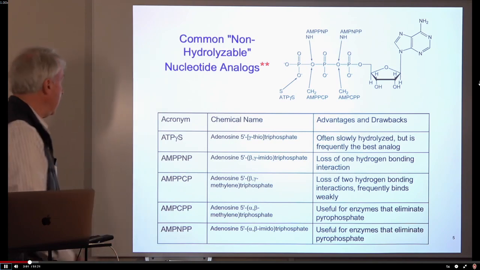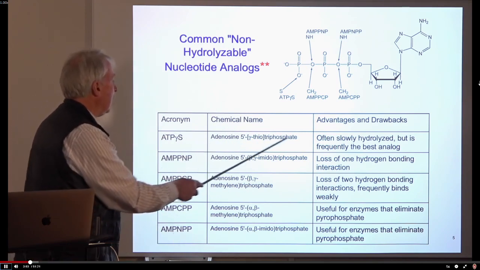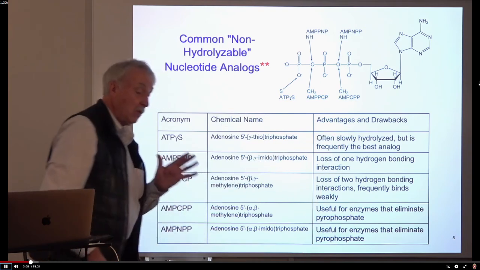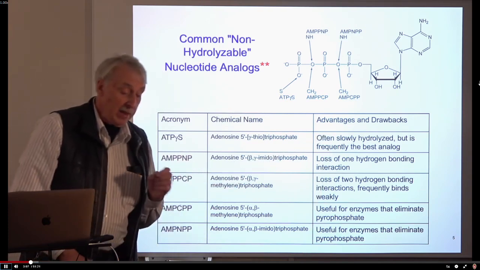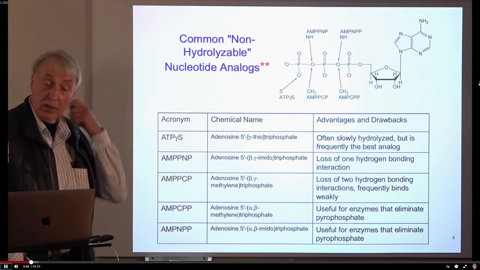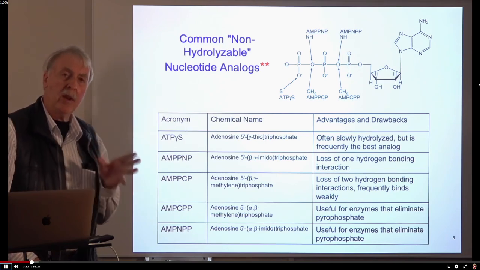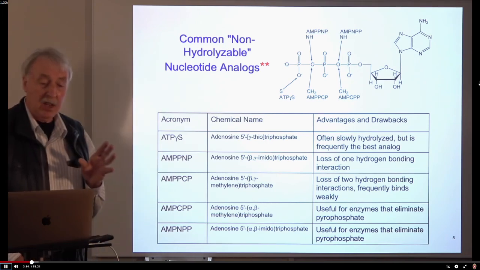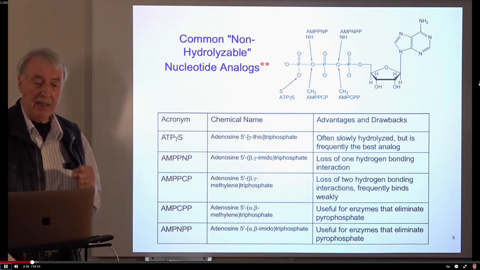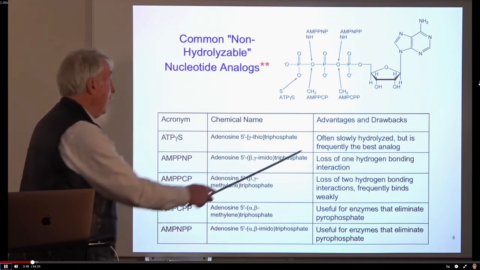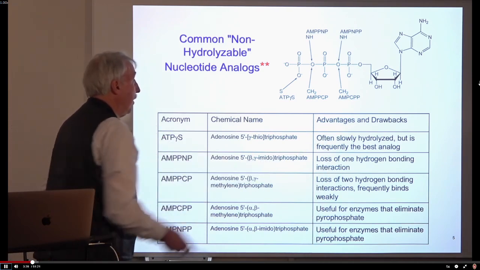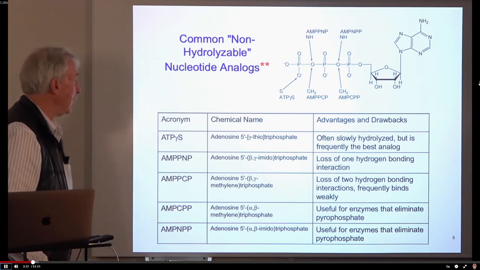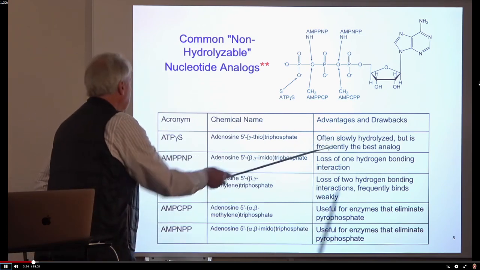The downside to ATP gamma S is that it's slowly hydrolyzed, both in solution and on the enzyme, so you have to be very careful to make sure that your ATP gamma S solution is not contaminated with ATP. But even so, it really is a terrific inhibitor. It binds very tightly to enzymes, mimicking ATP very, very closely.